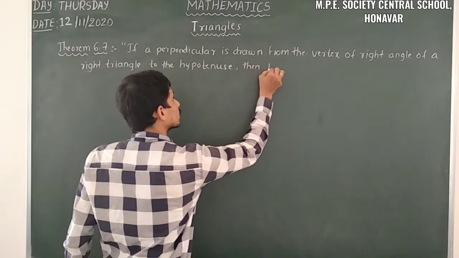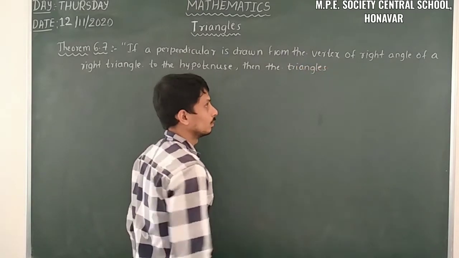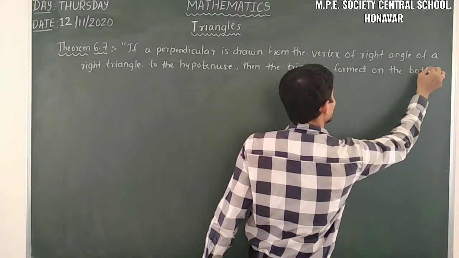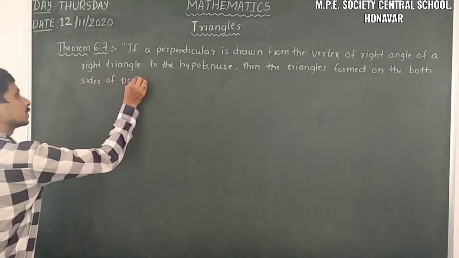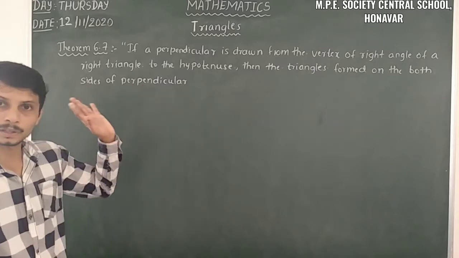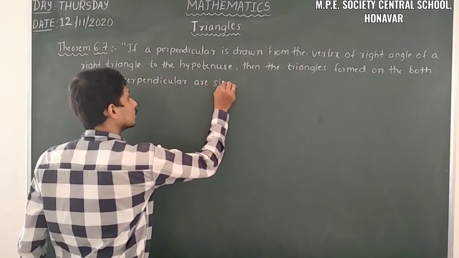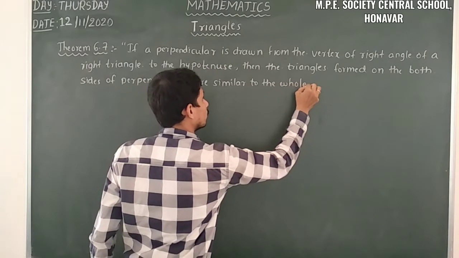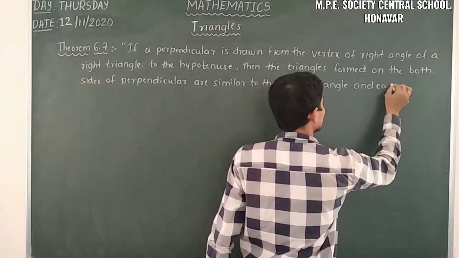Then the triangles formed on both sides of the perpendicular are similar to the whole triangle and each other.